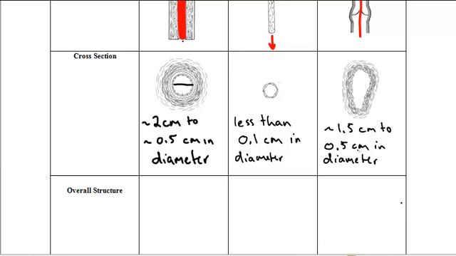Something we should note, as I mentioned above, is that when arteries get much smaller than 0.5 centimeters but are still not a capillary, they are arterioles. Arterioles are smaller, and venules are in that in-between size between a vein and a capillary.